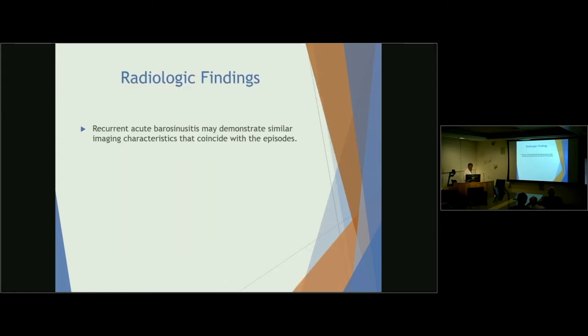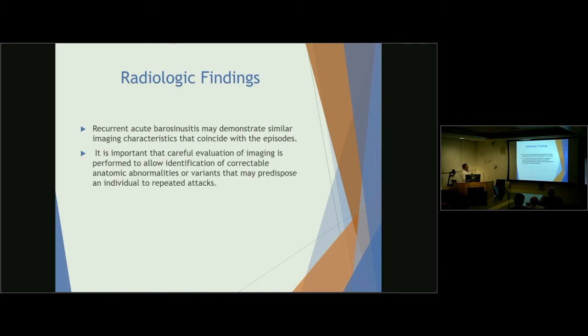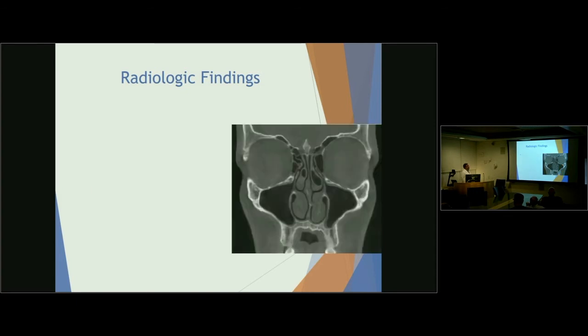Some other radiologic findings. So talking a little bit about recurrent acute barosinusitis. This is very similar to our recurrent acute sinusitis, and the idea is the same. They don't have any symptoms in between. They get recurrent acute sinusitis. Here the context is just a little bit different. They get all of these episodes when they are in an environment with ambient pressure changes. And it's important to carefully evaluate and to consider imaging if patients present with recurrent acute sinus barotrauma, at least to get a CAT scan.